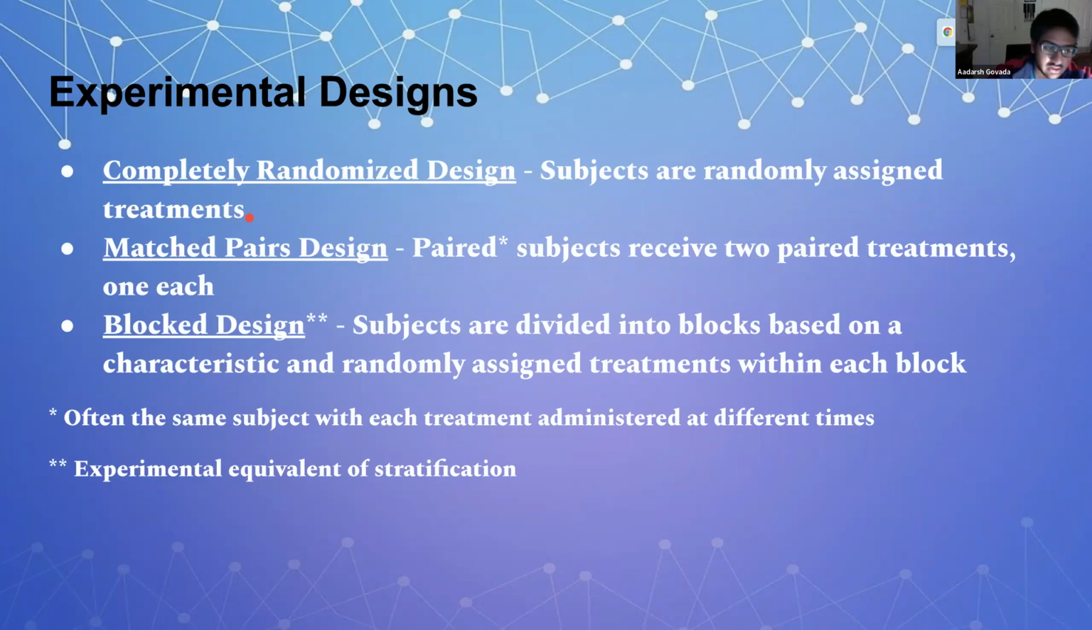Next, there's a block design, which is the experimental equivalent of stratification or a stratified sample. Because the subjects are divided into blocks based on a characteristic, which is the exact same as how they would be divided into strata in sampling. The difference is now instead of being sampled from there, they're randomly assigned treatments within the block because we are collecting the data. We're creating the data in an experiment. So a block design is when you take a group of people, you divide them into blocks based on a characteristic, and then you assign treatments within the block.